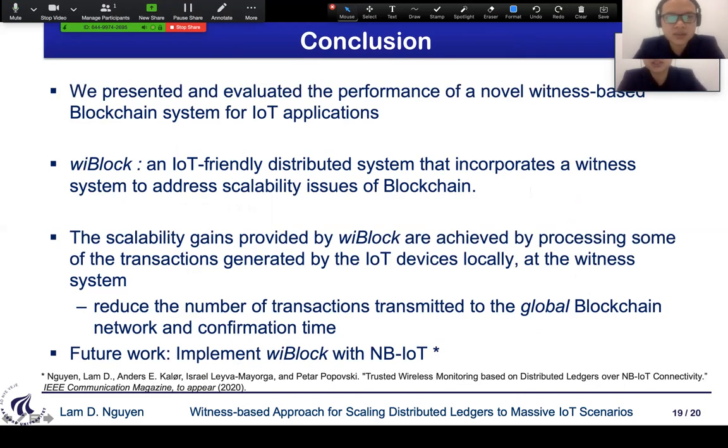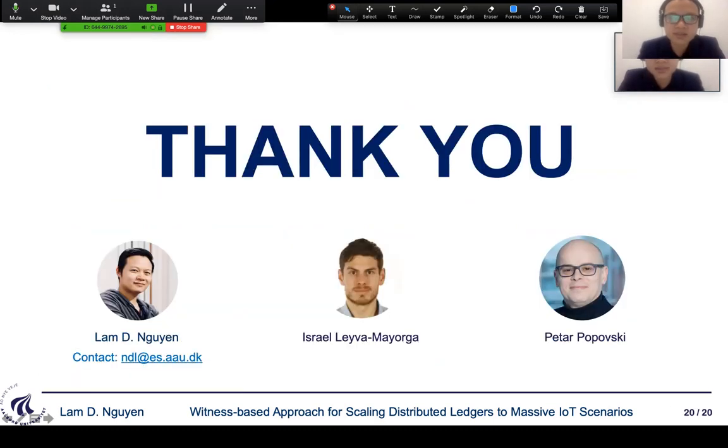Finally, in this work we present and evaluate the performance of a novel witness-based blockchain system for IoT applications. We present WeBlock, an IoT-friendly distributed system that incorporates a witness system to address the scalability issue of blockchain. The scalability provided by witnesses is achieved by processing some of the transactions generated by the devices locally at the witness system. With the witness system, we can reduce the number of transactions transmitted to the global blockchain and reduce the confirmation time. In future work, we plan to implement our WeBlock system with narrowband Internet of Things, as one of our works is about integrating blockchain with narrowband IoT. Yes, thank you very much for watching.